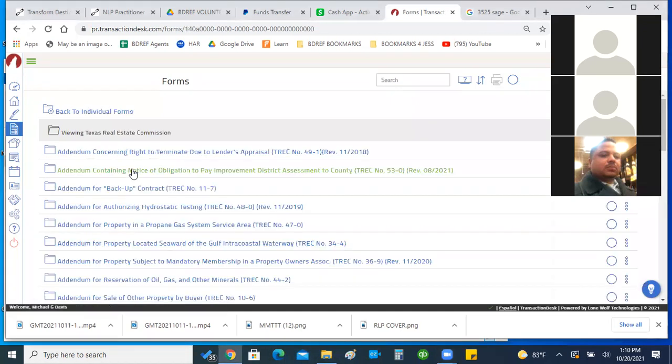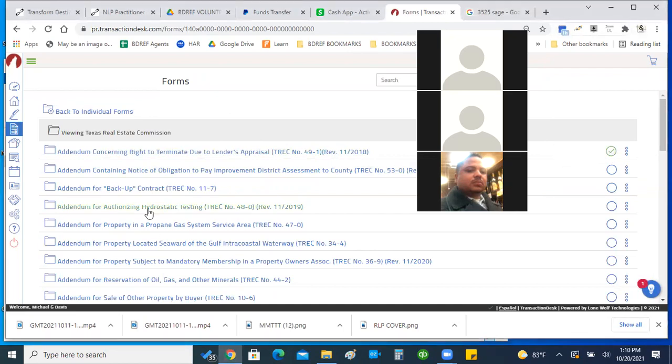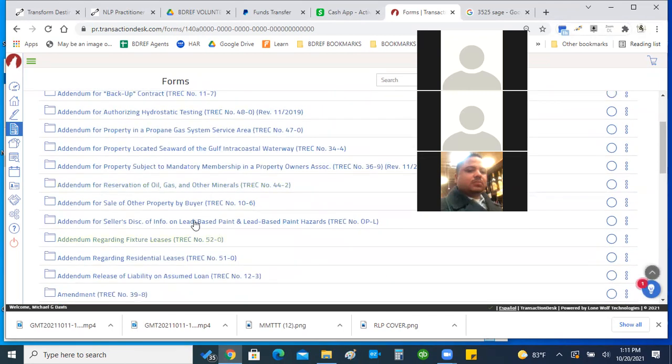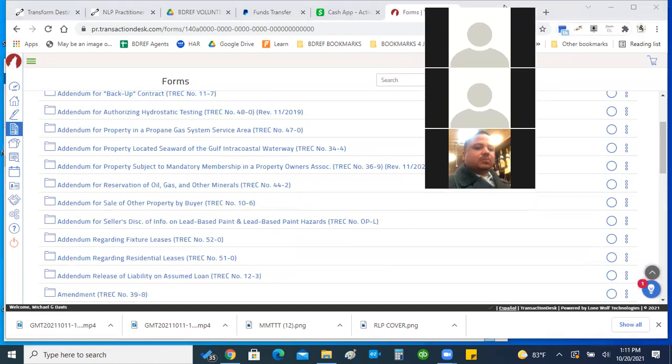All right, so let's see what's in there. So that right to terminate due to lender's appraisal. Remember I talked about that one? So let's see if I can select all of them at once. You know, you got the little backup contract just in case you need to do that. And notice how the addendums are for single family, one to four family, and condominiums. You use the same addendums, except for the mandatory membership and property owners association. Like you don't use that one for condominium. And then probably some of the other ones that deal with land. So like this one right here, addendum for reservation of oil, gas, and other materials. You wouldn't use that one because you don't own the land.